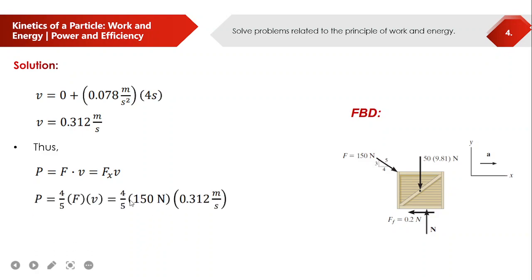That will be 4/5, 150 Newton. 4/5 times 150 Newton times 0.312 meters per second. So therefore, your power is equals 37.44 watts. Kasi nga, Newton meter per second is watts. Okay? So that's how you solve for your power. Alright? Just take note na yung pag-compute ng power natin is force times velocity.